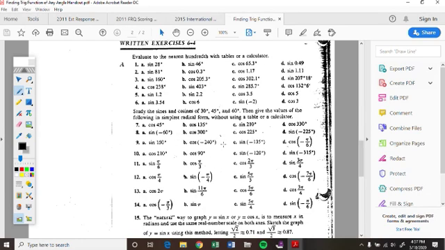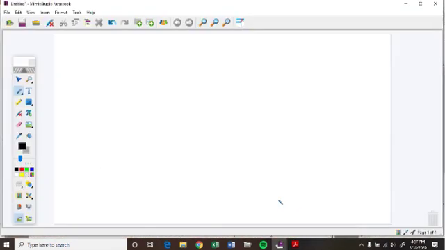Let's look at this problem, the cosine of negative 240 degrees. I'll work that problem out for you just to help re-explain some things since it's been a few days. So let's say that I have the cosine of negative 240 degrees.